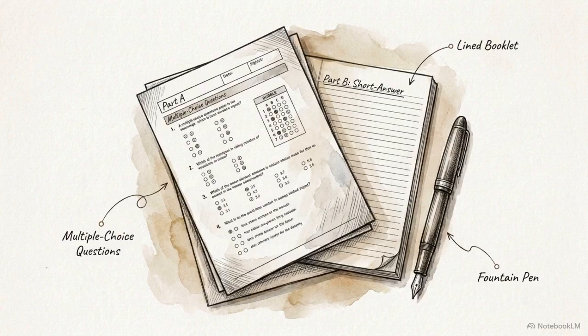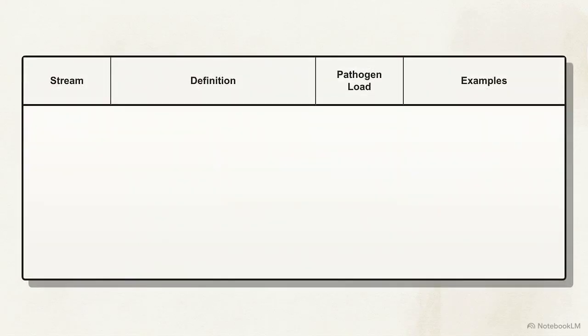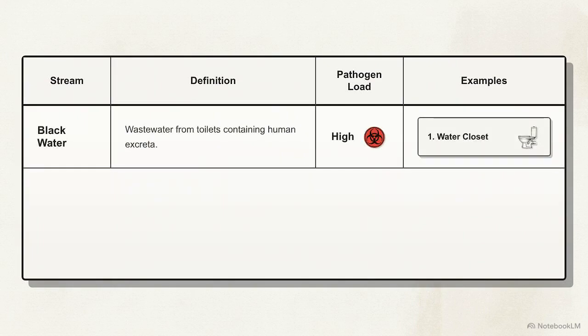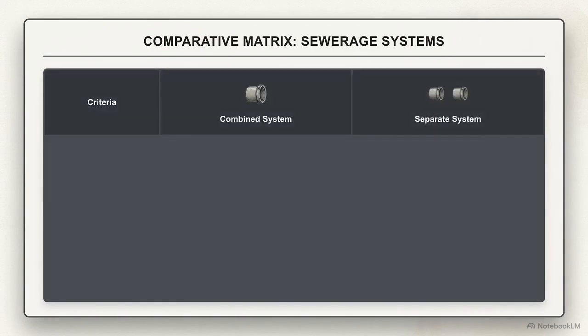Part B transitions from multiple choice to short answer responses. These questions test your ability to integrate everything we have discussed into a format suitable for a university semester exam. For short answer 1, differentiate the streams using a table. Define black water by its high pathogen load from toilets, while gray water and Sullage are defined by their origin in basins and showers. Providing 2 specific household examples for each category ensures you meet the full requirements of the question. For short answer 2, use a comparative matrix.